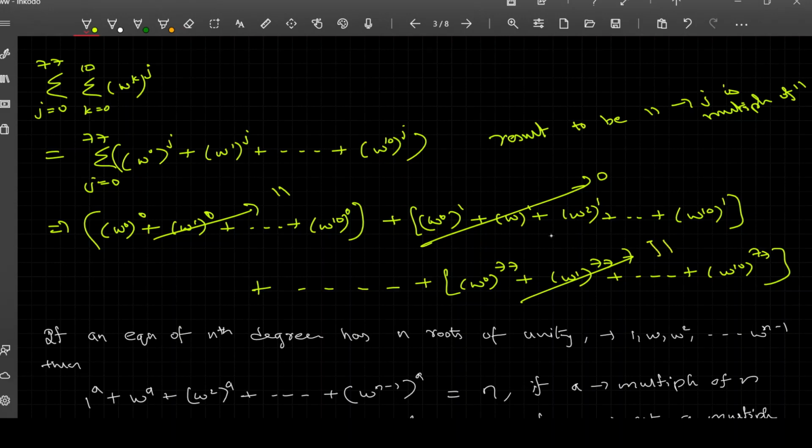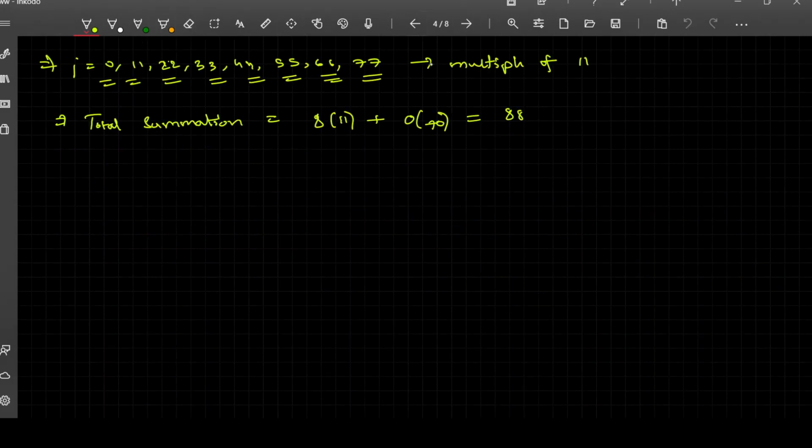So finally we'll be getting 8 summations in which we find the result to be 11. So 8 into 11, and the remaining 70 summations will actually result in 0. So 70 into 0, and this is the final answer.